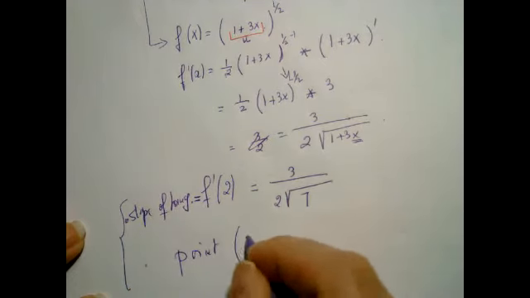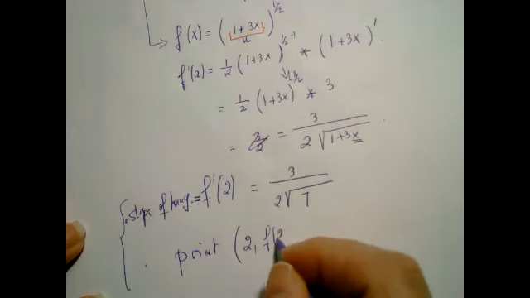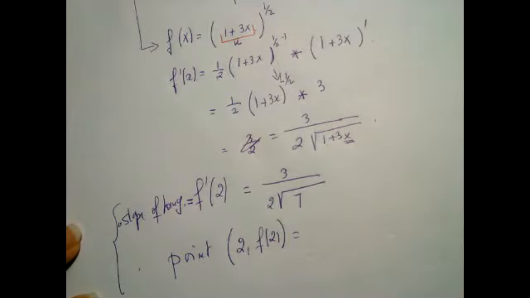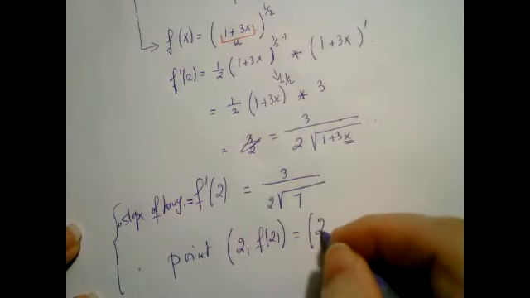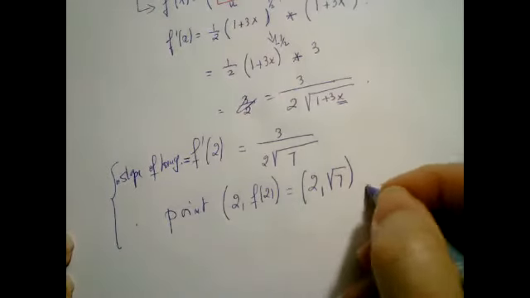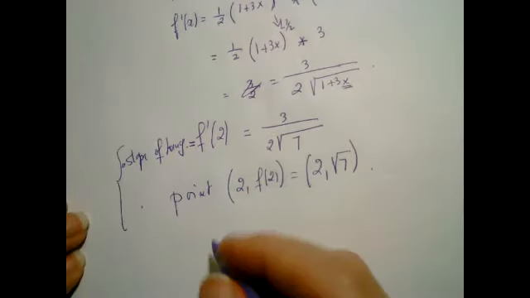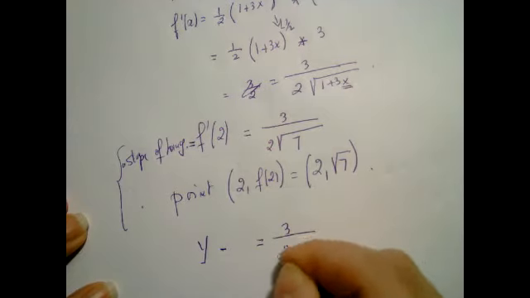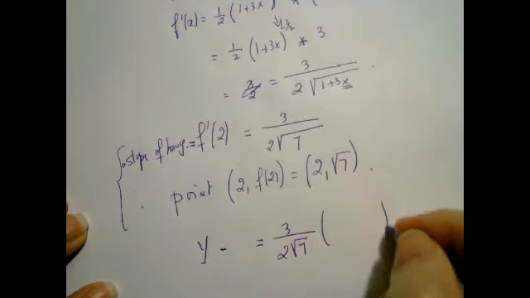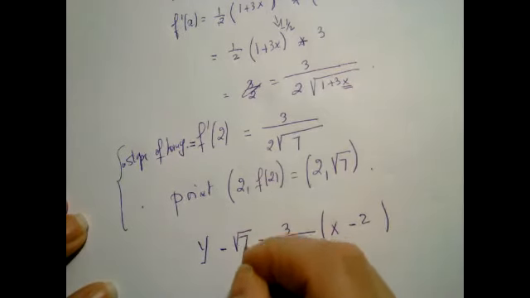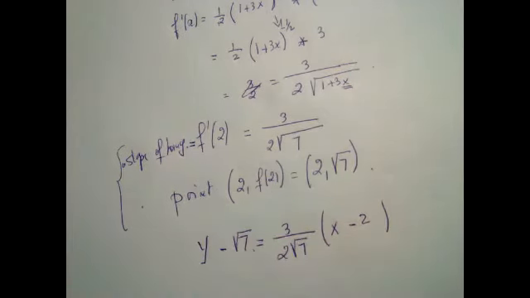The point is 2, f of 2. Now what is f of 2? F of 2 is the value that the function takes. At 2, the function takes the value square root of 7. Then finally, the equation. Y minus, that's the slope, times x minus 2, y minus square root of 7. Okay?